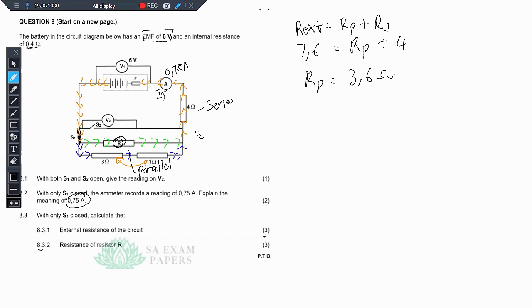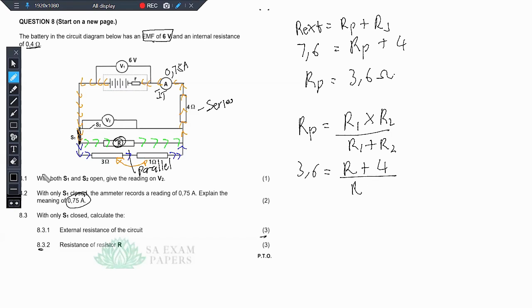Now at this point, we can find R by simply saying R parallel is equal to R1 multiplied by R2 over R1 plus R2, product over sum formula. Now remember, we have already combined these ones. So all we are seeing here is a 4 ohm resistor. Then R parallel is 3.6. R1, let's just say it's R. Then R2, let's say it's the 4, the combination of these two resistors. Then R1 again, pardon me, I must say multiply instead of plus, yes, and then plus 4 again.